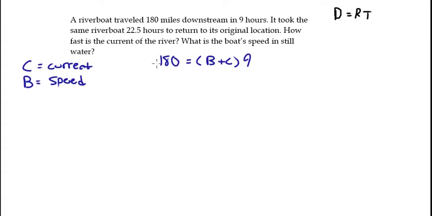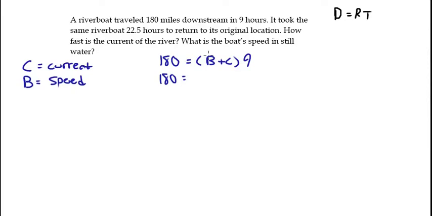Now for the second one, it took the same riverboat 22.5 hours to return to its original location. When they say return, we're assuming it went back upstream. There wasn't some side route where it's going downhill both ways. We're going to assume that it went uphill the other way around.